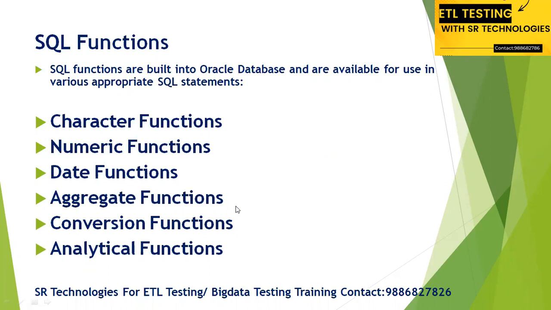And conversion functions. Just now I have told you, right? To date, to char, to number. Moving from one data type to another data type is called a conversion function. Analytical functions, I'll talk about it later. If I talk now, you are going to get confused. Okay, I'll talk about it later. Now we'll go with the first.